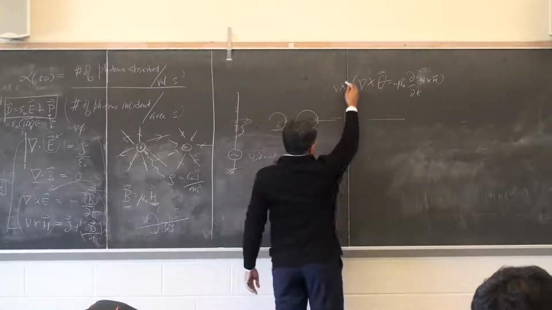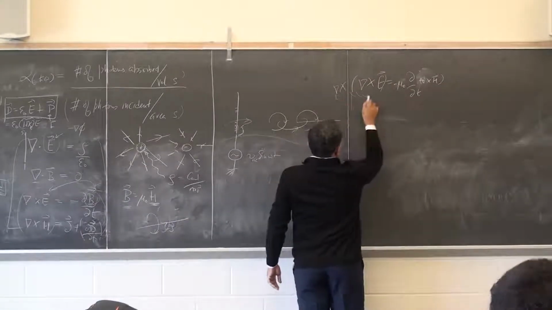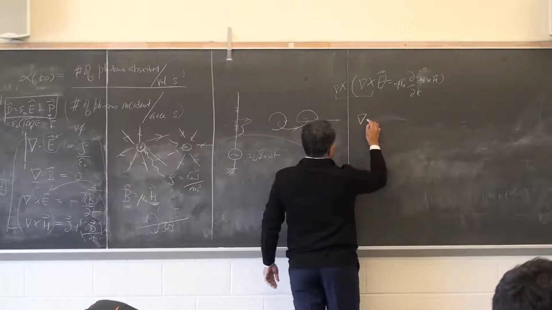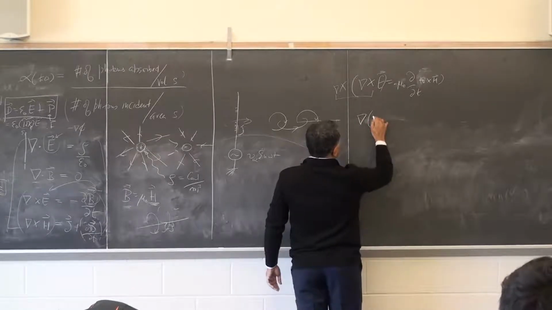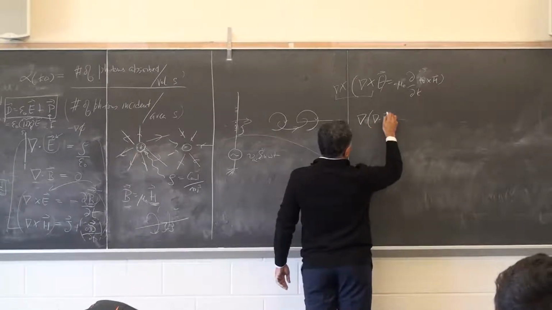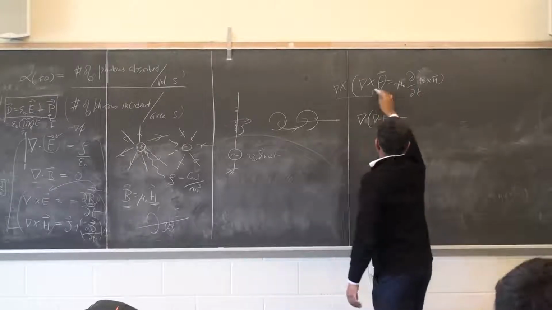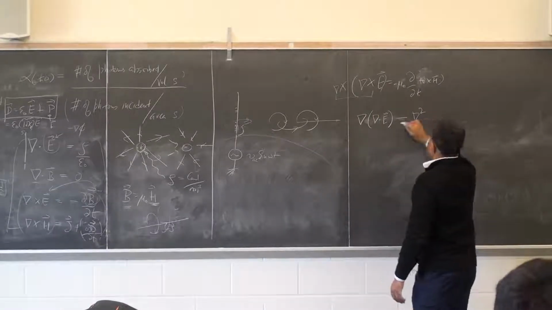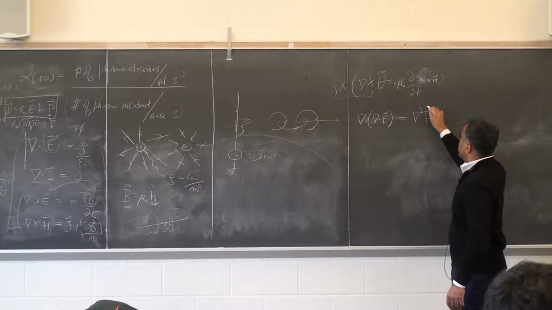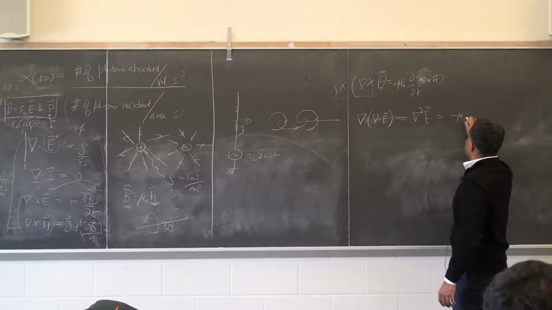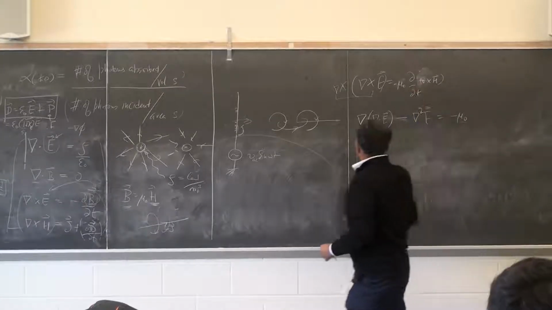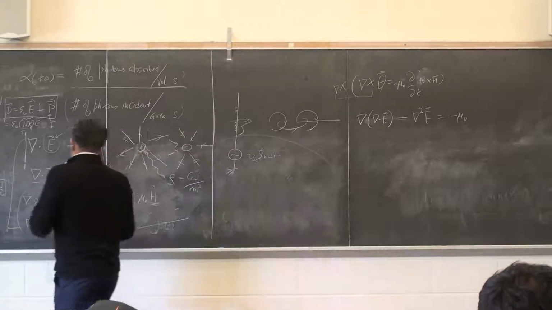And then essentially curl of curl, well, okay, so it looks like gradient of divergence. That's the way it looks. Minus del squared. This is an identity. Mu naught and curl of H.